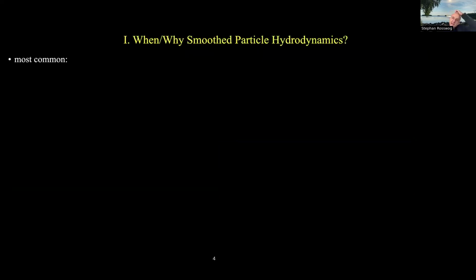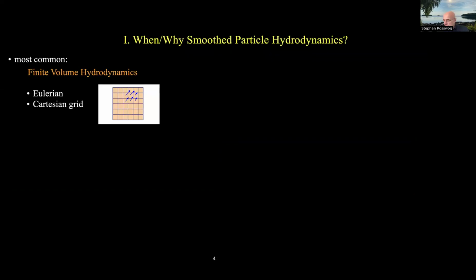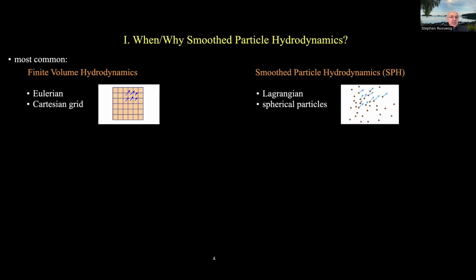Okay, so now why SPH? Maybe just as a very first basic thing, the most commonly used methods for gas dynamics are, I would say, finite volume schemes, very often on Eulerian Cartesian grids. And then there are Lagrangian hydrodynamic schemes. One typical one in astrophysics is smooth particle hydrodynamics. And there the idea is that you model the fluid as a set of overlapping particles, spherical particles usually, for reasons that we will see a bit later.